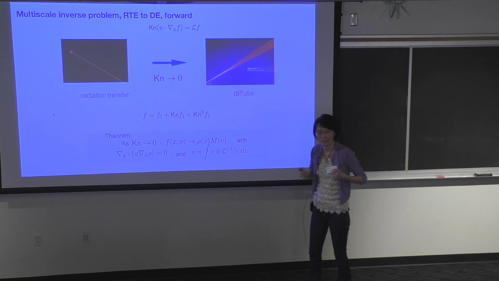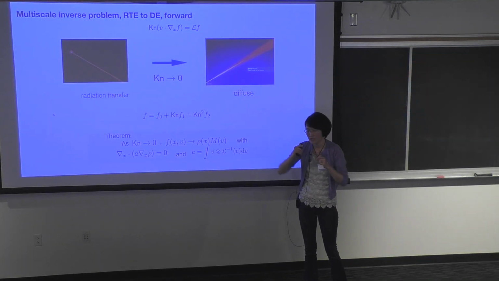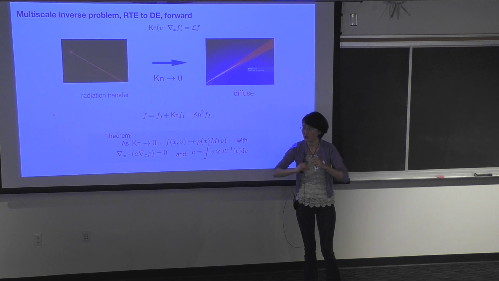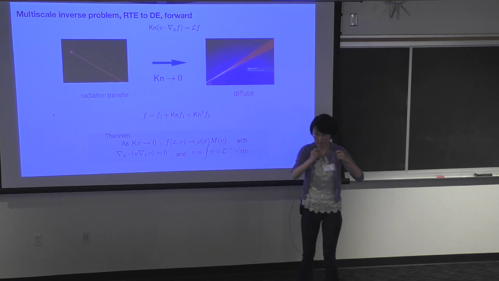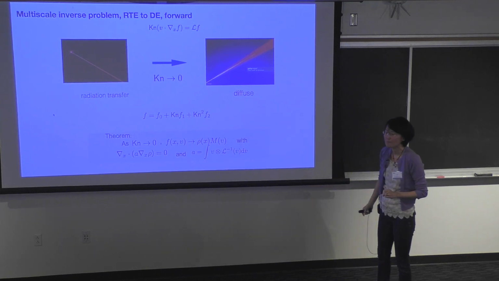What's the relation? We believe, at least during the past 50 years or so, that the connection between these two equations lies in sending the Knudsen number to 0. The Knudsen number tells you how often the photon gets scattered before it exits the domain of interest. So in this regime, from one point to the other, the photons will bounce around a lot. That means the Knudsen number is very, very small.